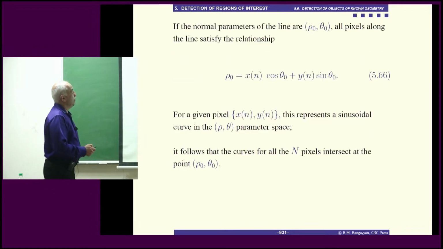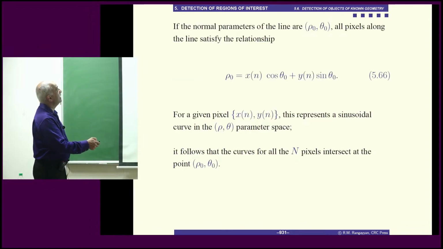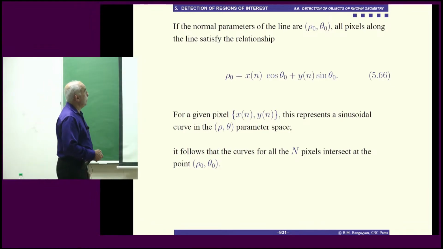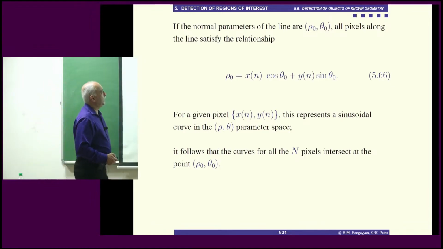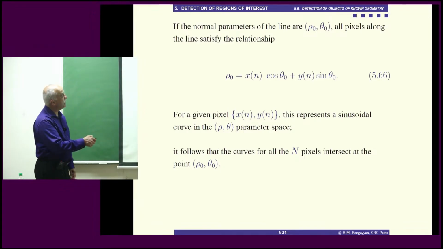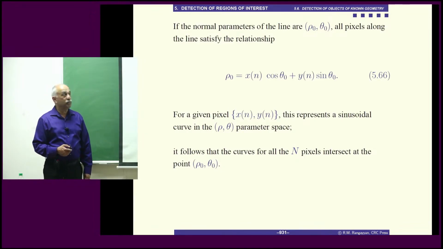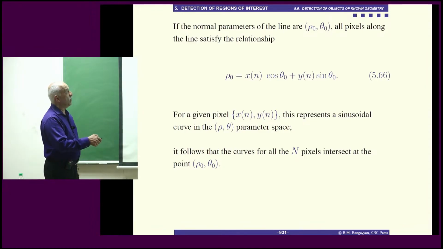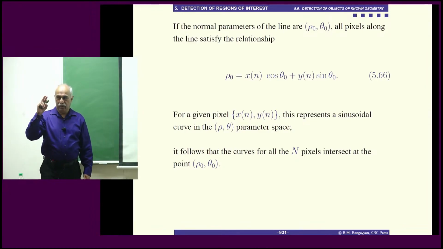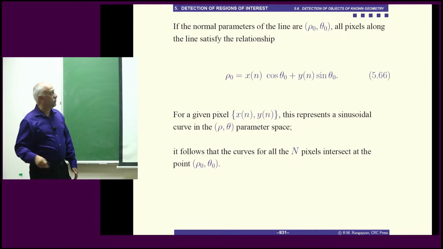So the normal parameters of the line are rho naught, theta naught. All pixels along the line satisfy x_n cos theta naught plus y_n sin theta naught equals rho naught. That will form the line. So for a given pixel x_n, y_n, what happens? This equation defines a sinusoidal curve in the rho theta space. Rho naught, theta naught are the parameters of one point in the rho theta space.